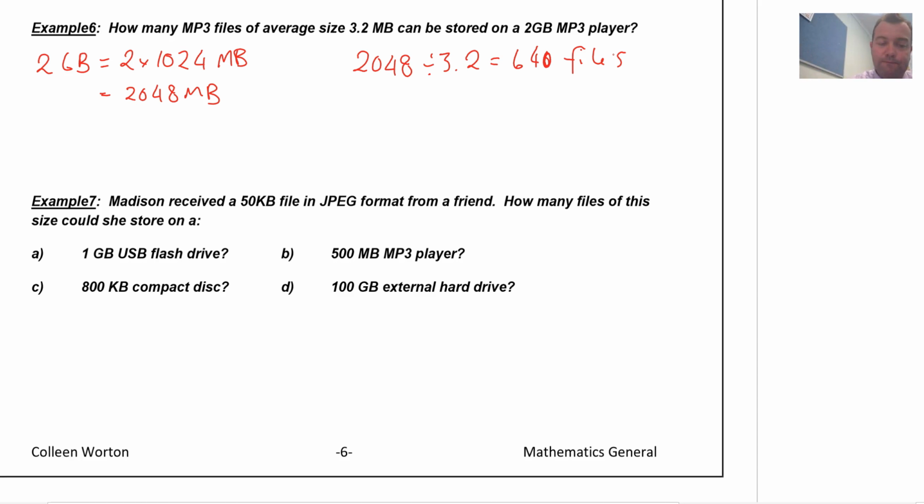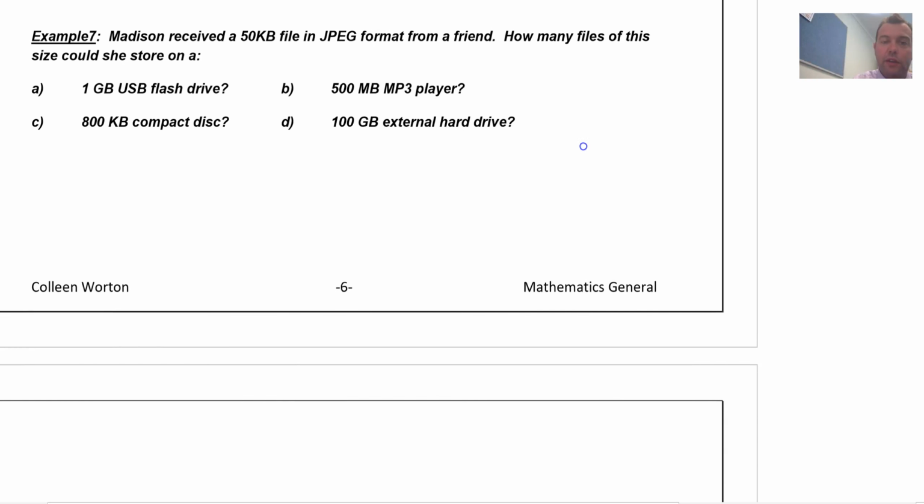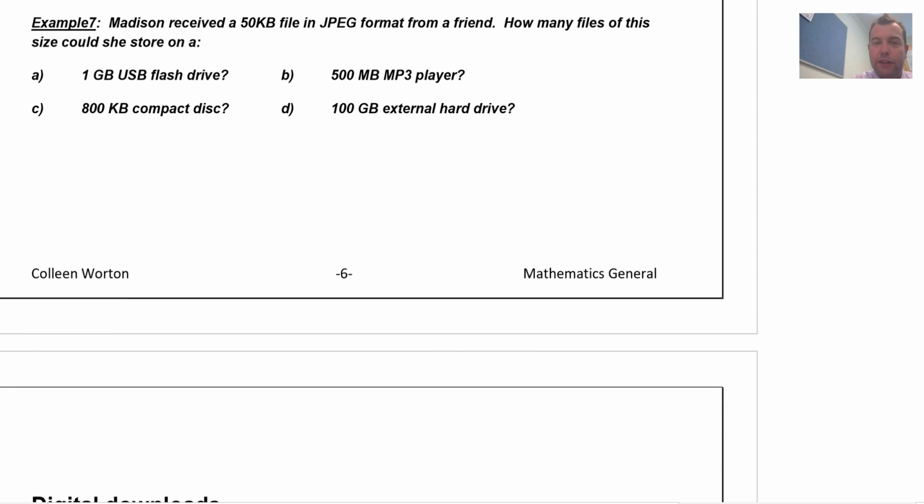All right, example 7, similar kind of a thing. Now, a 50 kilobyte file in JPEG format from a friend. Jeez, that's a little file. Anyway, how many of those could fit on these various storage things? This is in kilobytes. That should be a lowercase k. I'll have to fix that for next time. I want to convert each of these things into kilobytes as required. Well, that's already in kilobytes, but remember it should be lowercase k.